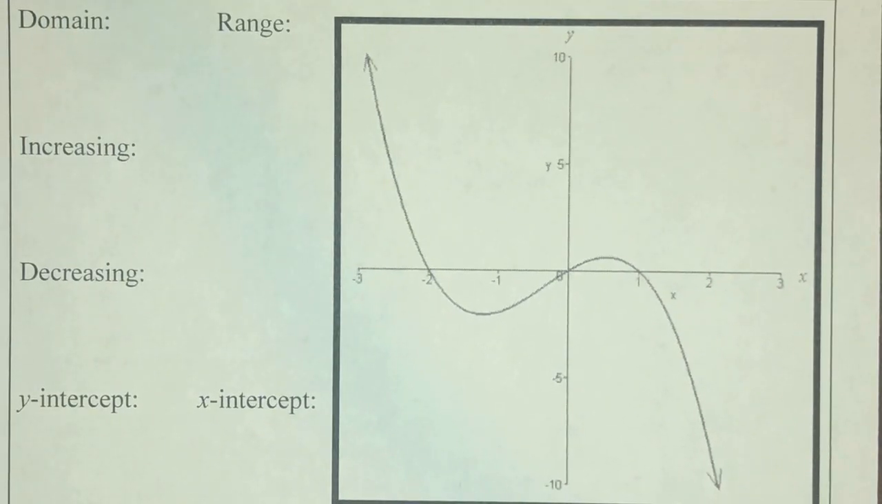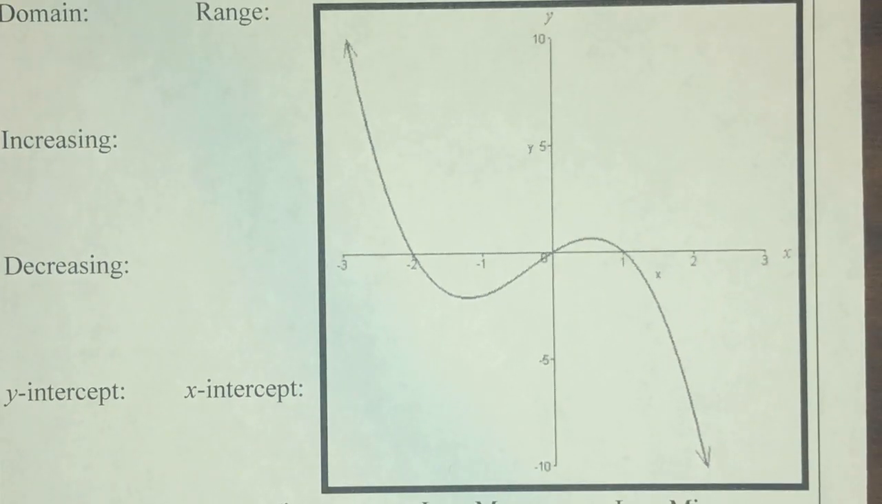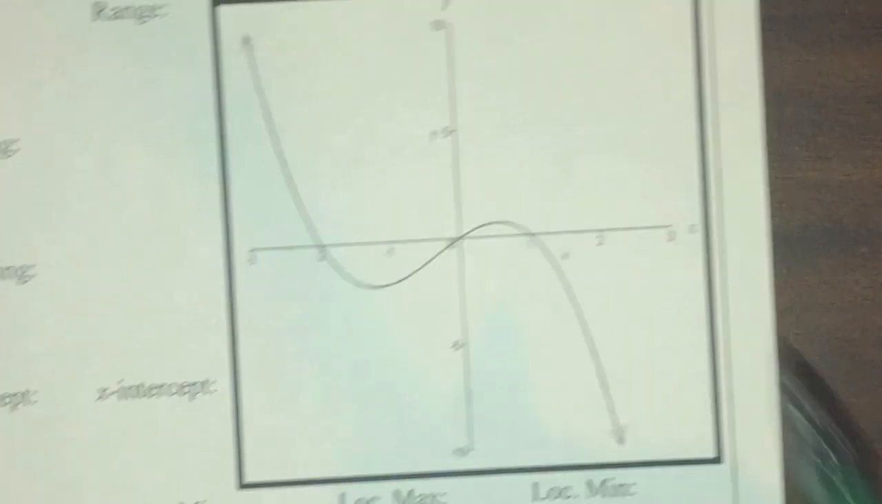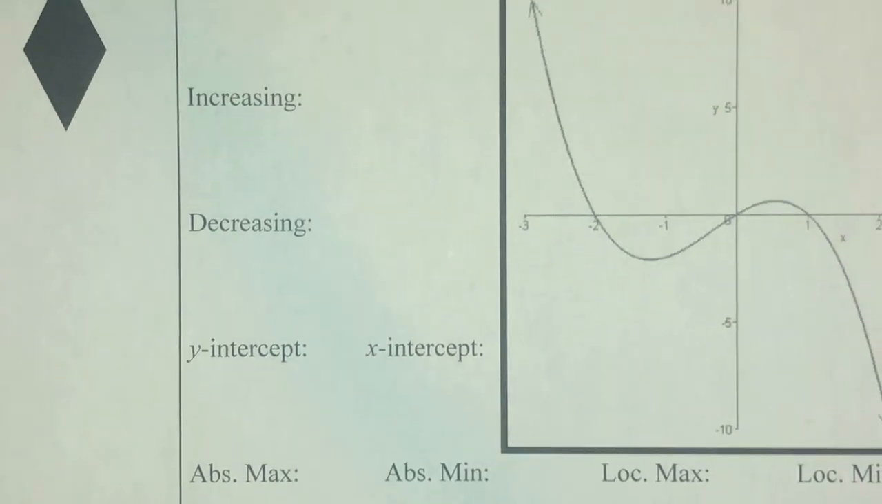Okay? Now I'm going to do a cubic, what's called a cubic graph. We know it's a cubic graph, and you're going to learn next year that the leading coefficient, the number in front of the biggest power of x, is negative because the end behavior is one goes to positive, the other goes to negative. If it's this way and that way, it's going to be a positive leading coefficient. So that's just a little preview.